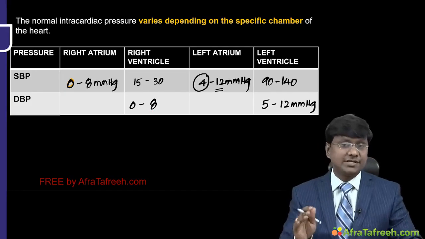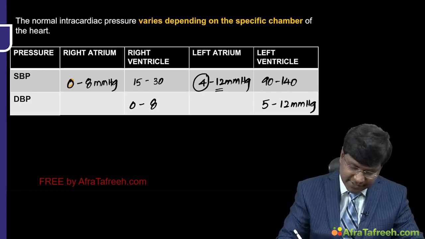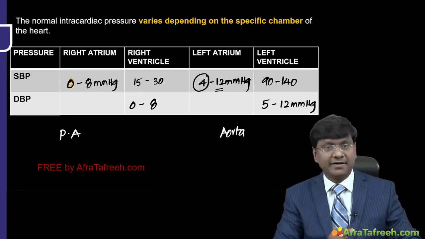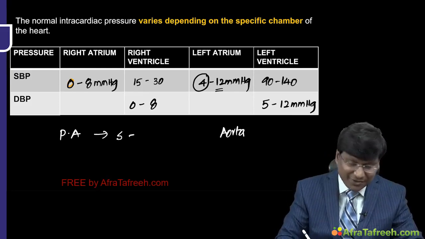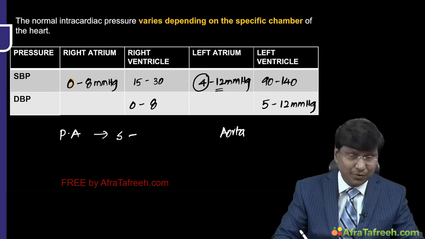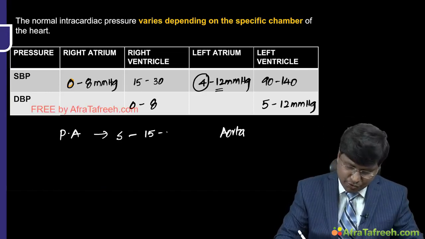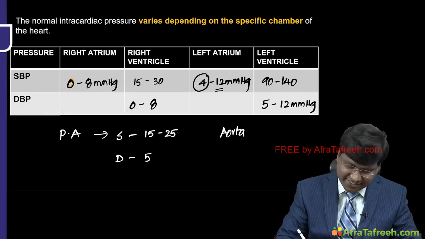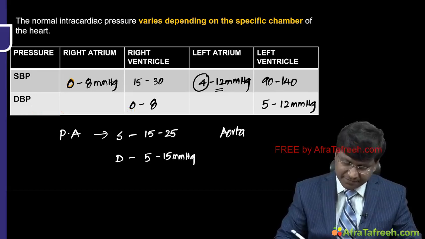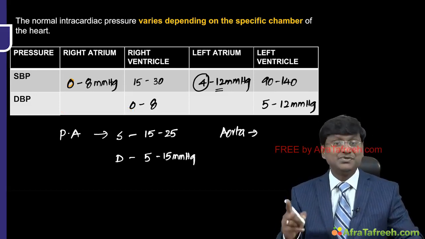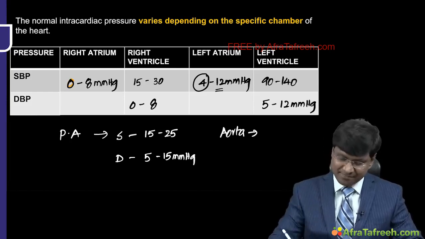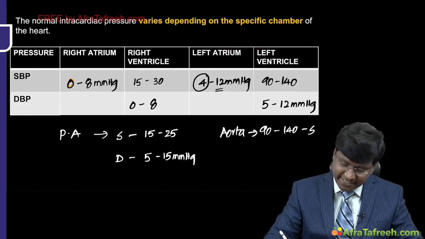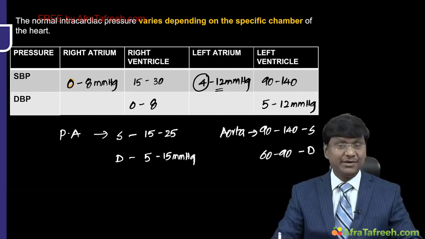At the same time, let us discuss the great vessels also: the pulmonary artery from the right ventricle, and the aorta from the left ventricle. In the pulmonary artery, during systole, the pressure is 15 to 25 millimeters of mercury, whereas during diastole it is around 5 to 15 millimeters of mercury. Then in the aorta, during systole the pressure will be 90 to 140 millimeters of mercury, and during diastole around 60 to 90 millimeters of mercury.